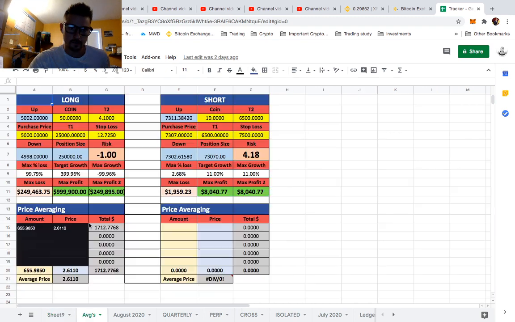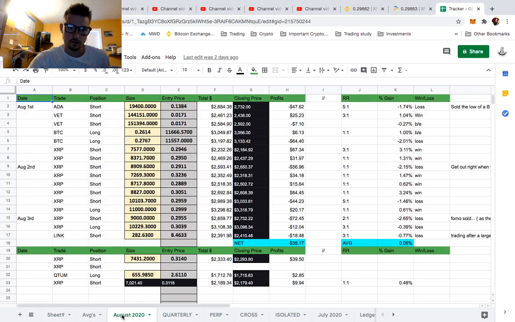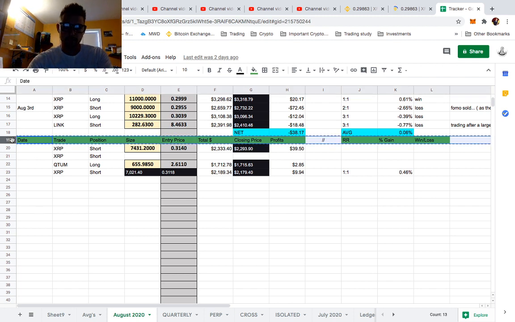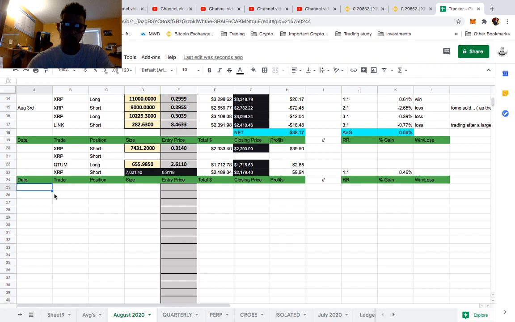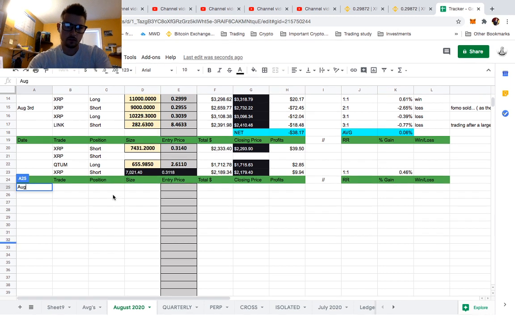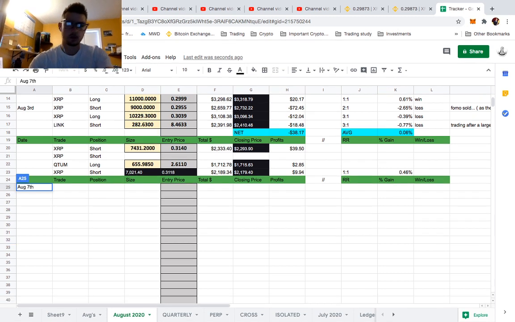Gotta do this too. So I have to clear this up. Copy, make a new sheet, paste. Date is August. I'm probably gonna go camping tomorrow for about 10 days. So leaving Friday, August 7th with the family. But I kind of want to stay here, but whatever, it's all good.